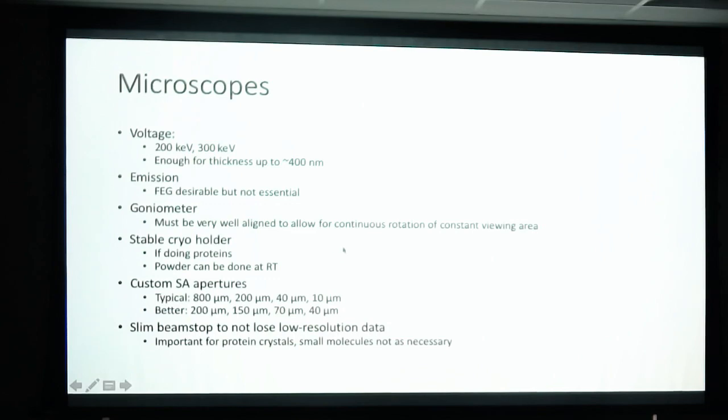If you have your own microscope, you might want to think about custom selected area apertures so that you can get the right field of view that you want, since the standard ones aren't necessarily ideal. And then finally, if you're collecting protein crystals, you might want to get a slim beam stop. The standard one is pretty thick, so you're blocking out a lot of the area near the direct beam. If it's thinner, then you can actually get closer to the direct beam. That will be more important for proteins where you need the low resolution structure factors. For small molecules, you're not going to see anything there, so it's all going to be in the high resolution anyway, so it doesn't really matter.